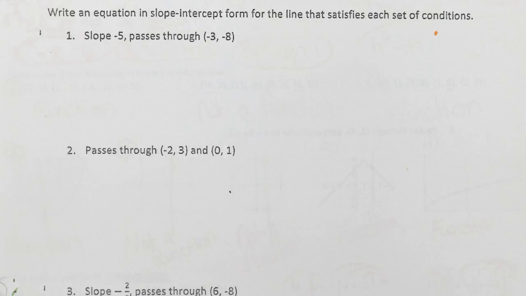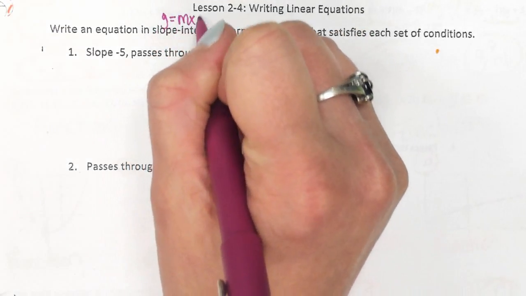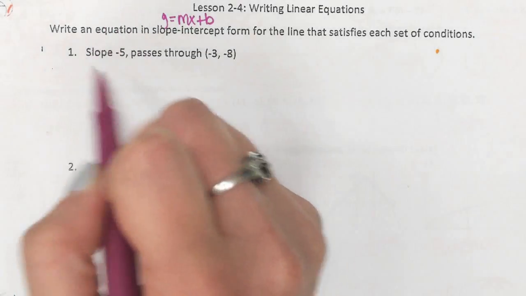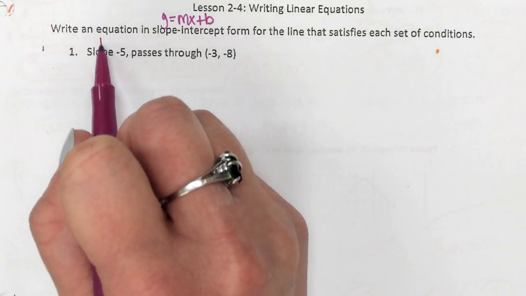All right, y'all ready? Okay, what was slope-intercept form? What's it look like? Y equals mx plus b. There you go. So it says write an equation that satisfies each condition, right? So if it tells me slope is -5, where's that go? That goes in for the m.